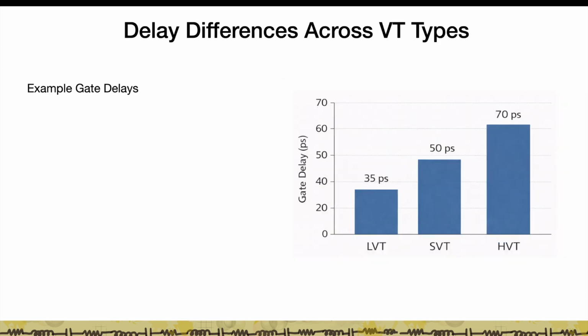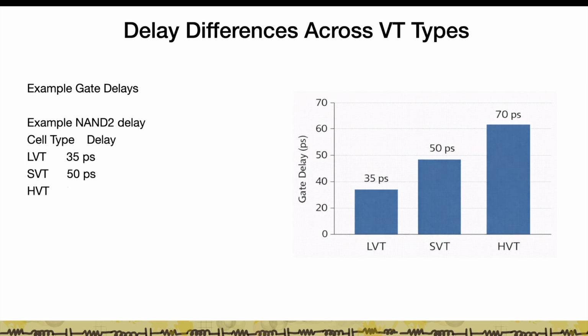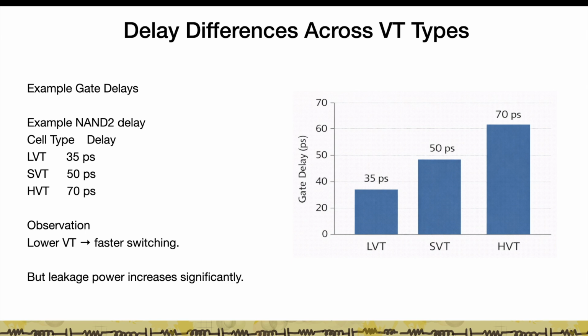Let's put numbers on that. Take a simple NAND2 gate. In a representative library, the LVT version might switch in around 35 picoseconds. Swap in the SVT version and you're looking at 50 picoseconds, about 40% slower. Step up to the HVT version and that climbs to 70 picoseconds, twice the delay of the LVT. The same logical function, a 2x spread in delay just from changing the threshold voltage.